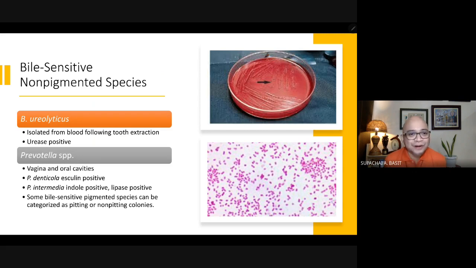Okay, now for the bile-sensitive non-pigmented species, we have the Bacteroides ureolyticus. So we isolate them from the blood following tooth extraction, and they are urease positive. Prevotella, on the other hand, may be isolated from the vagina and oral cavities. So Prevotella denticola, okay, they are esculin positive. Prevotella intermedia, okay, they are indole positive, lipase positive. So some bile-sensitive pigmented species can be categorized as pitting or non-pitting colonies.